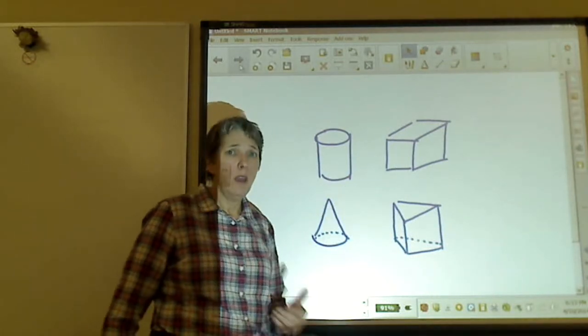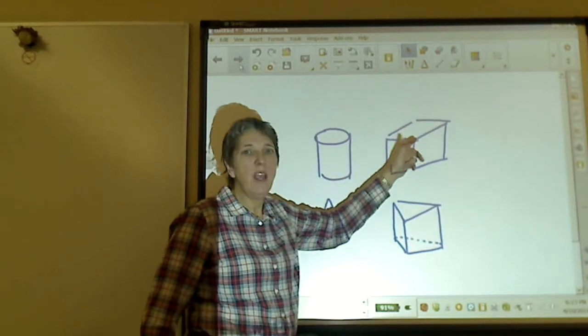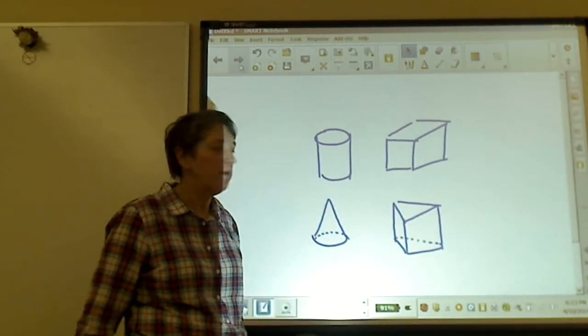This one is a rectangular prism. It has faces, edges, and vertices. So that is a polyhedron.